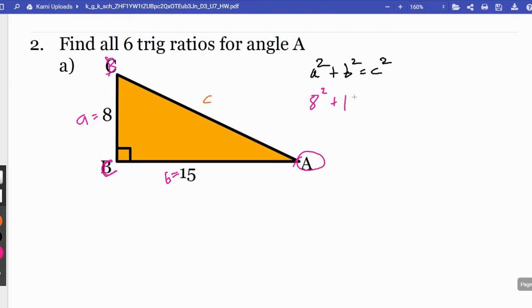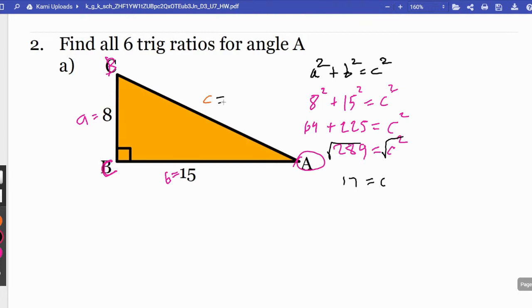That'd be 8 squared plus 15 squared equals c squared. And then we just gotta solve this. So 8 squared is 64 and 15 squared is 225. Equals c squared. And then to solve for c, to get that actual length, we need to square root it. Because it's c squared, we need to just have c. So square root of 289, I believe, is 17.